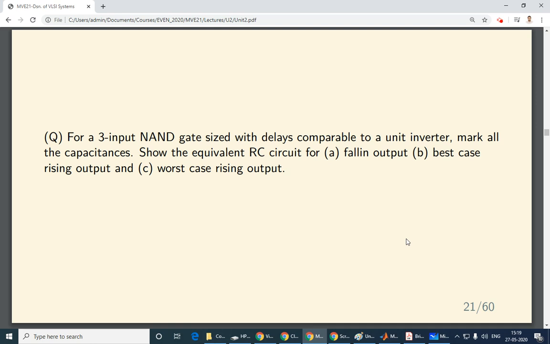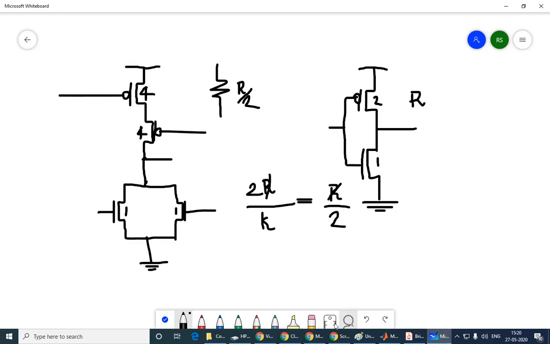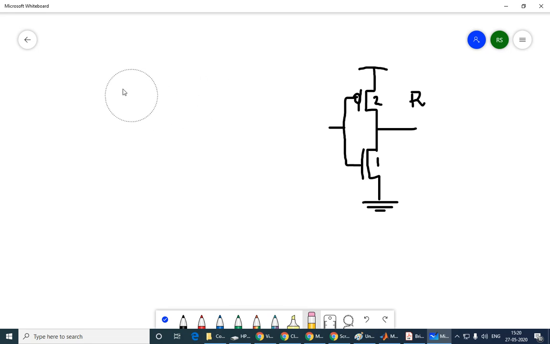First part is 3-input NAND gate, equivalent inverter. So let us do only this part first. 3-input NAND gate comparable to equivalent inverter. Then we will see rest of the question. So I will leave the equivalent inverter because we want to compare it with that. This time I want a 3-input NAND gate. So first I will draw the 3-input NAND gate and then we put the sizes.